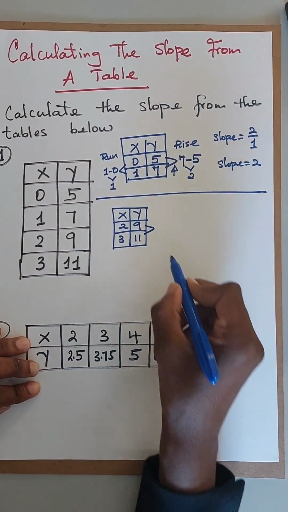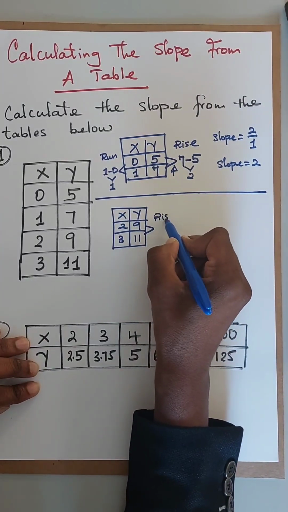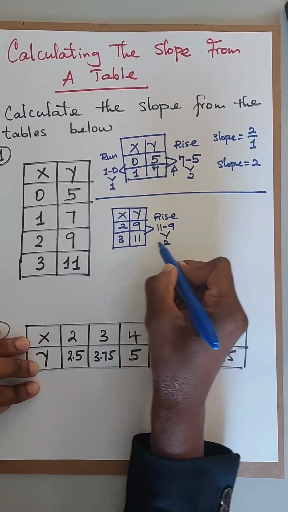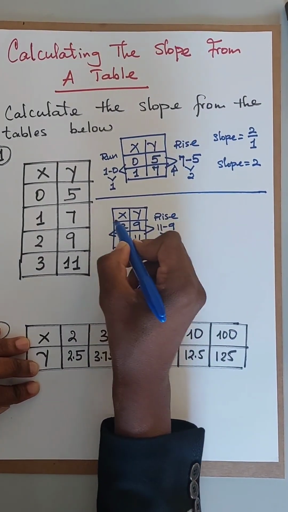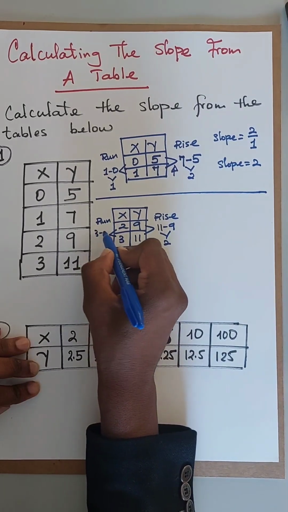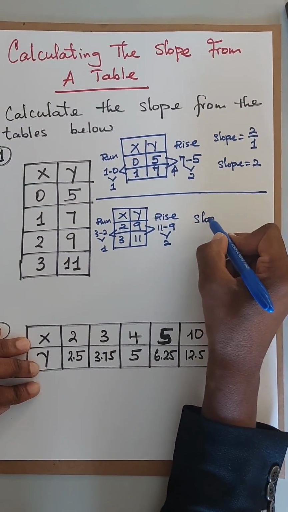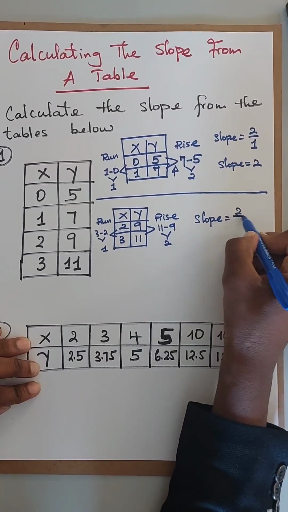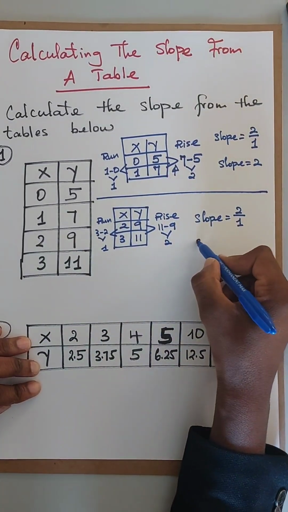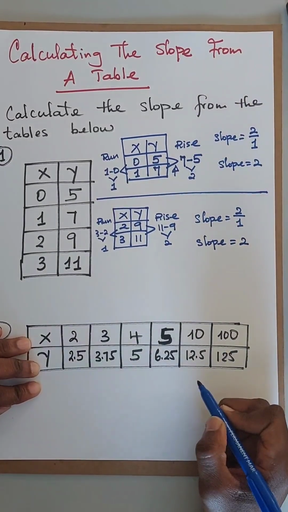Now when you subtract your y values for your rise, you get 11 minus 9, and that is 2. When you subtract your x values to get your run, you have 3 minus 2, and that is 1. So you see you get the same slope, which is the rise of 2 divided by the run of 1. And 2 over 1 for the slope could also just be written as 2.